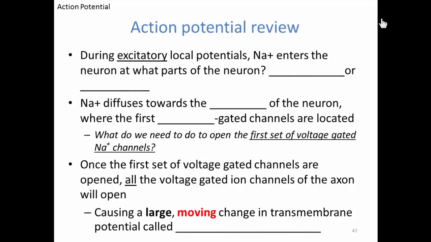What do we need to do to open the first set of voltage-gated sodium channels? What's the magic number we have to get to? Right, it's negative 55. Once the first set of voltage-gated channels are open, all the voltage-gated ion channels on the axon open, causing that large moving change in the transmembrane potential, which is called the action potential.